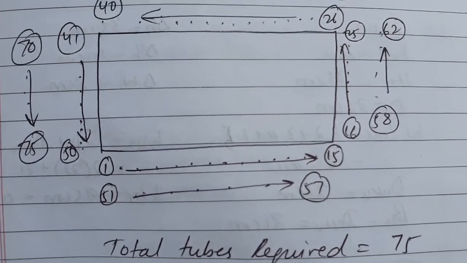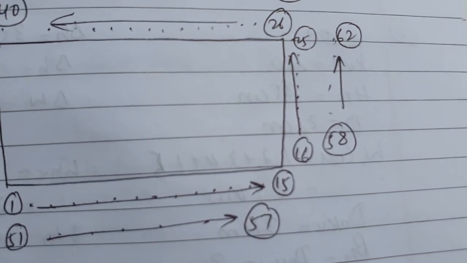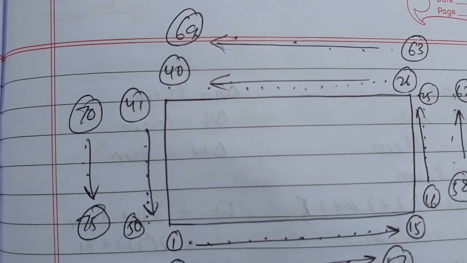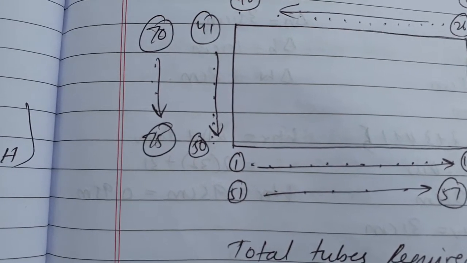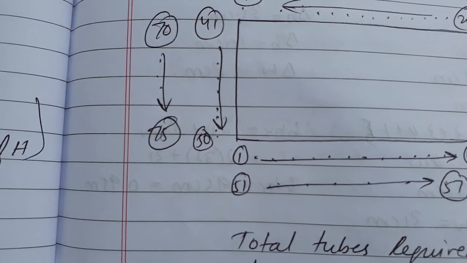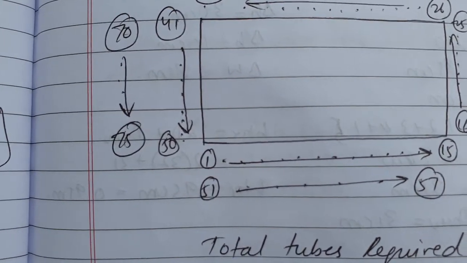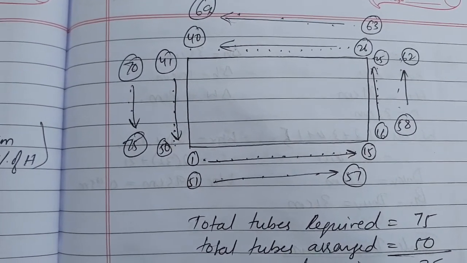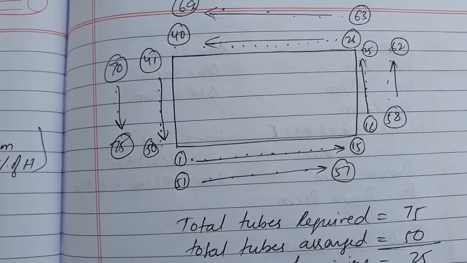Then next number is 58. Along the breadth how many? 5. So 58, 59, 60, 61, 62. Next 63 to 69, totally 7. Then next along the breadth how many now? 6. That is 70, 71, 72, 73, 74, 75. So the total number of cooling tubes required are 75, and we have placed all the cooling tubes along the transformer tank. So this is how your schematic and arrangement of cooling tubes completes. Thank you.